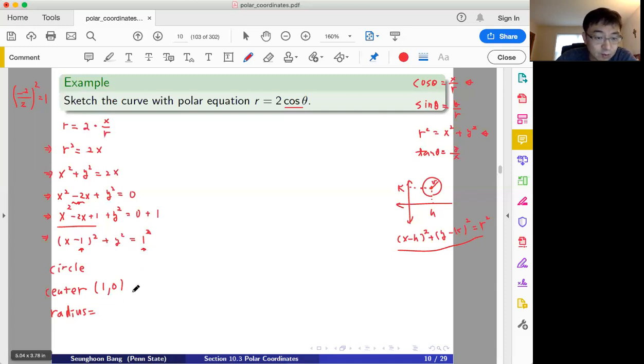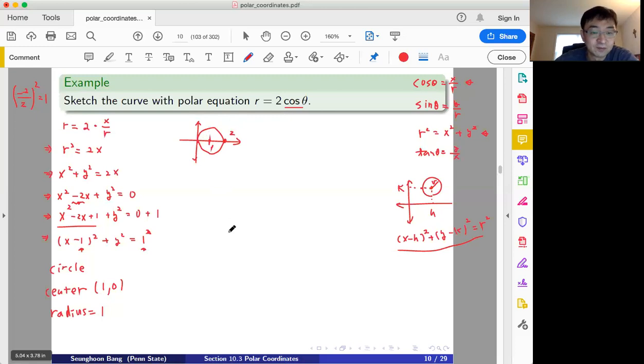The radius is 1. So what does the graph look like? The graph is like this, passing through the origin. This center is (1, 0). This is 2. We have a circle. It's good. This is the idea.